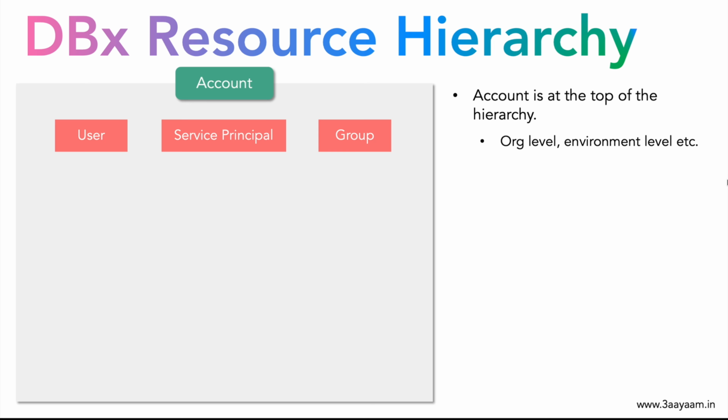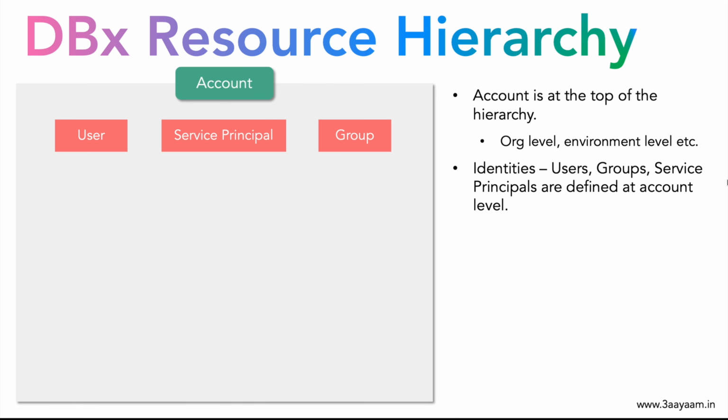Now underneath account, we have the identities like user, service principal, group, etc. User is nothing but a user who can work on the Databricks data platform. Service principals are identities which are associated with jobs, Lakeflow Connect, etc. And then we can use groups. Groups are nothing but collections of users. And these are called identities inside of Databricks. Now all these identities are defined at the account level, which means that you can have multiple users, multiple service principals, and multiple groups under the same account.